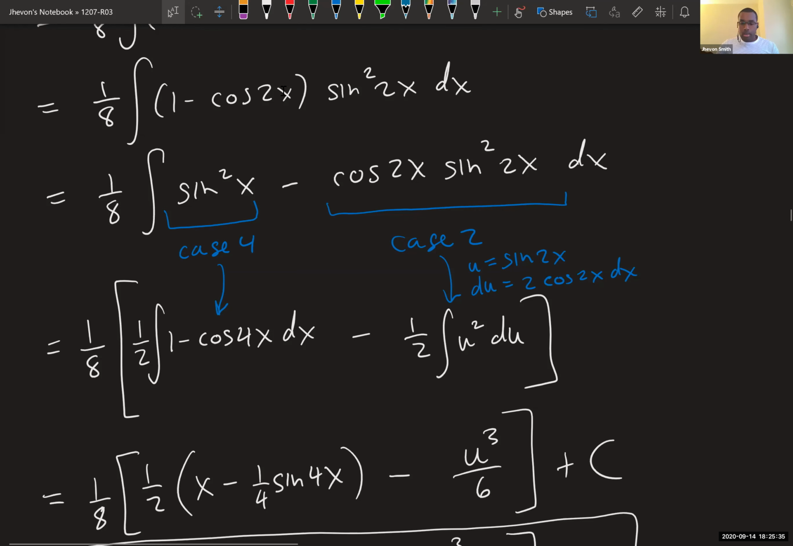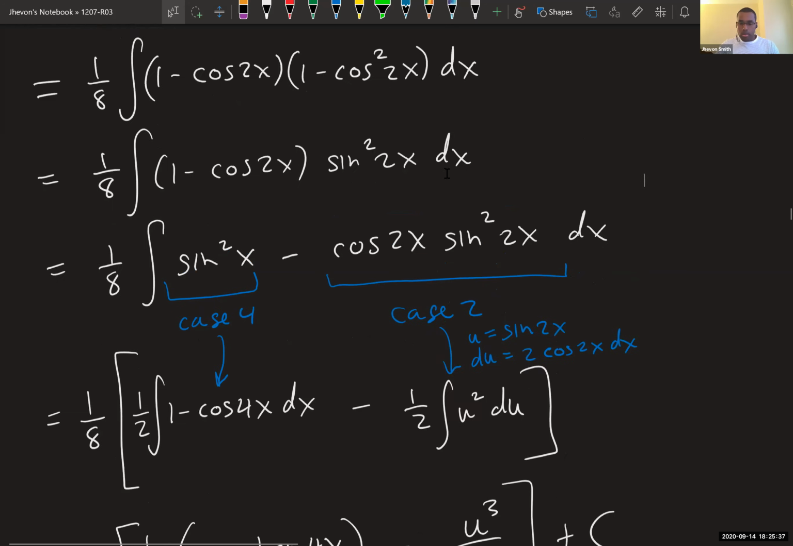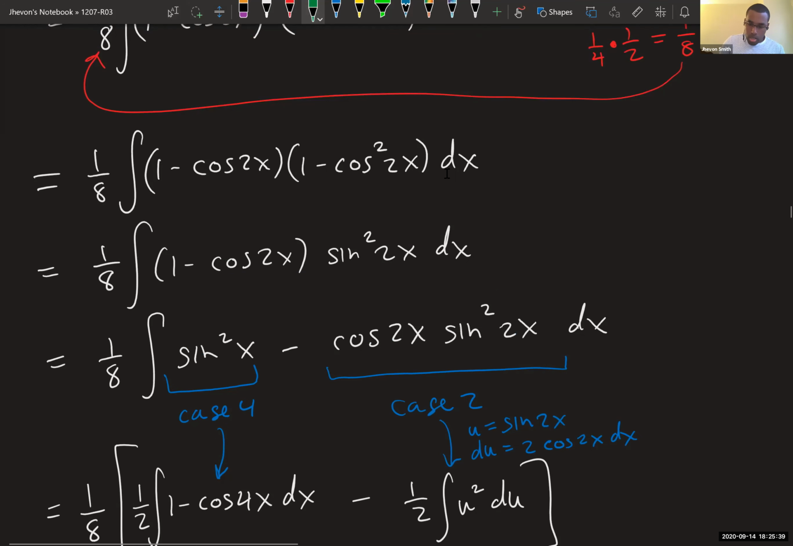Yeah, so I multiplied out. At this point, I took the sine squared and multiplied that by the 1, and multiplied that out. And then I realized I had two separate terms where each of these terms had a different strategy that went with them. So the first term was a strategy that applied to case 4.